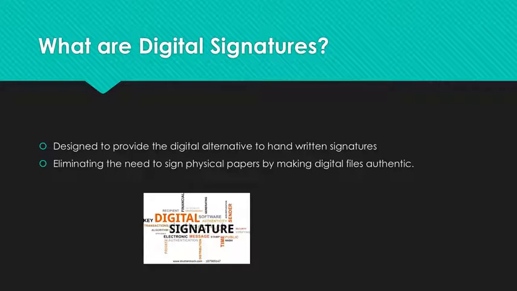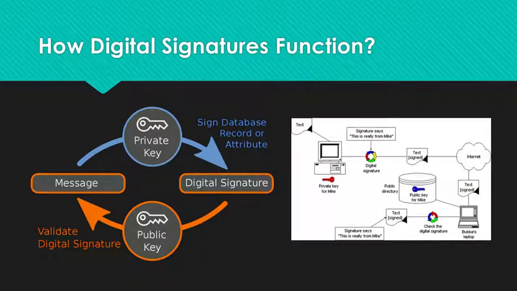So, what are digital signatures? They're designed to provide the digital alternative to handwritten signatures. They eliminate the need to sign physical papers by making digital files authentic. How do digital signatures function? So there's a public key mechanism that is cryptographic.